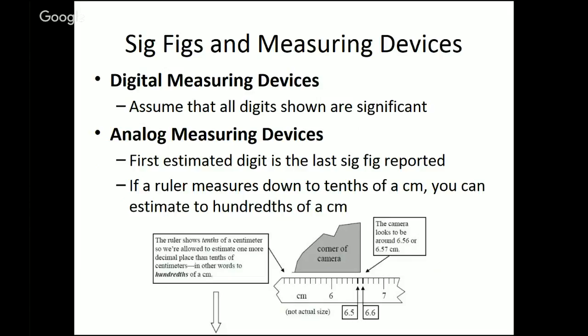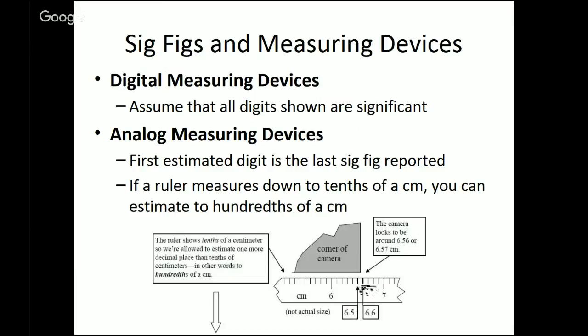Now, things are a little trickier on analog devices. For instance, if you're using a ruler, as is shown at the bottom of the screen here, you have to decide how many decimal places you're going to write down to. And the rule for this type of device is that you want to write down to the first estimated decimal place. So what do I mean by that? Well, using this ruler, we're measuring this object, whatever this is. And you can see that this object extends all the way to 6.1, 2, 3, 4, 5, and it extends a little bit past 6.5.